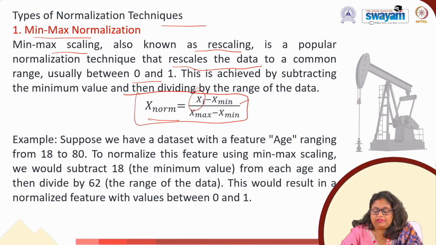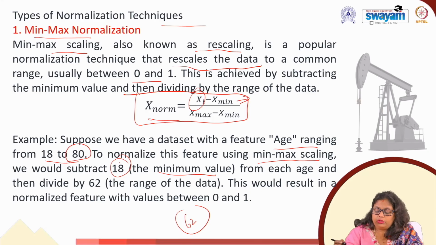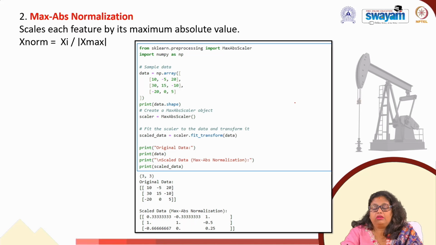Just to understand this, if we have a data set of age ranging from 18 to 80, and we normalize this feature using min max scaling, 18 is the minimum value and 80 is the maximum value. So the range of the data would be 62. Each feature value we will subtract by the minimum value, and this way we will proceed.